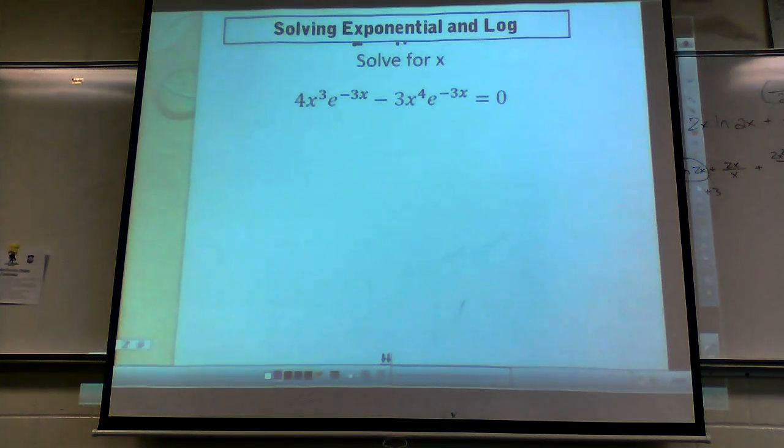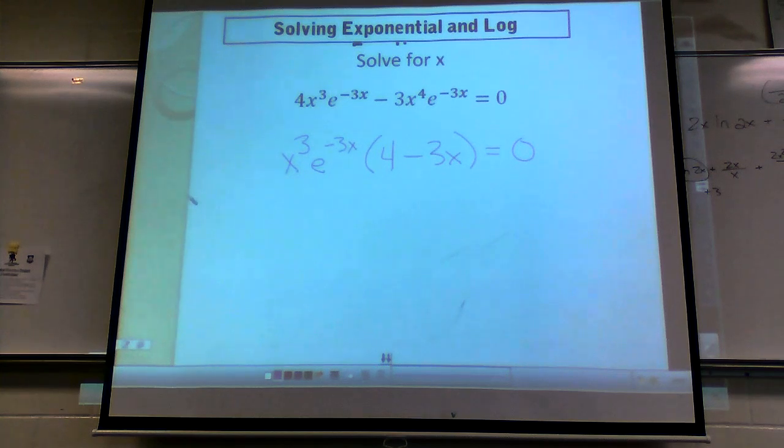Are there any like terms? No, never mind, there's a common factor in both. Take out x to the third and e to the negative 3x. There's an x to the third in both of them, and an e to the negative 3x in both of them. So it becomes x to the third times e to the negative 3x times 4 minus 3x right there.